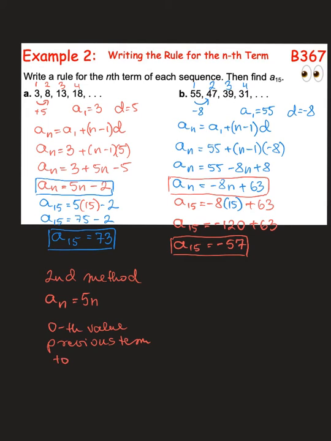to the positive 3, then I go in the left direction instead of right. So the previous term, the 0th value, would be negative 2. So all I have to do now is take the negative 2 and subtract it from the 5n. And you can see how this part is the exact same as if I were substituting into the sequence formula, which was a sub n equals a sub 1 plus n minus 1 times d.